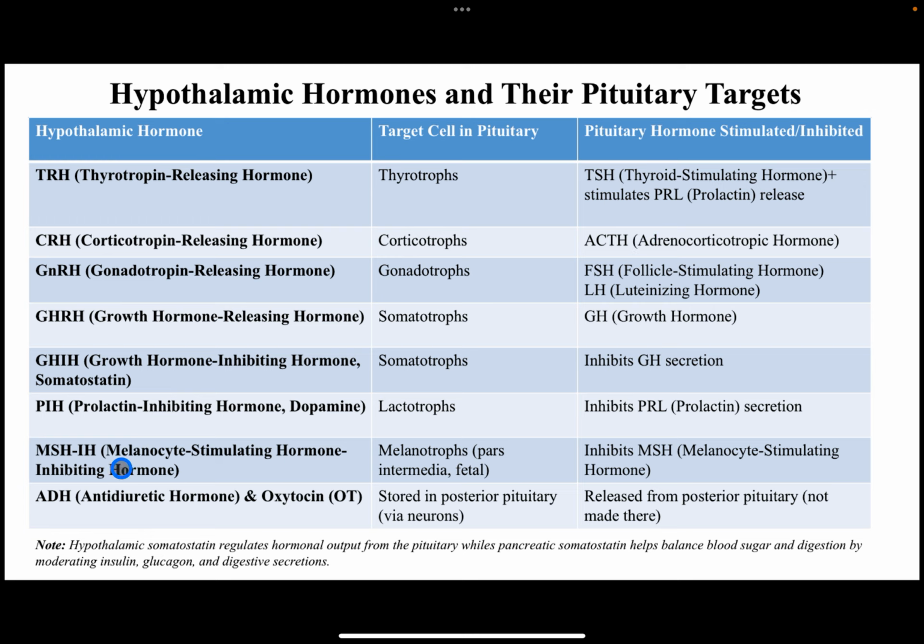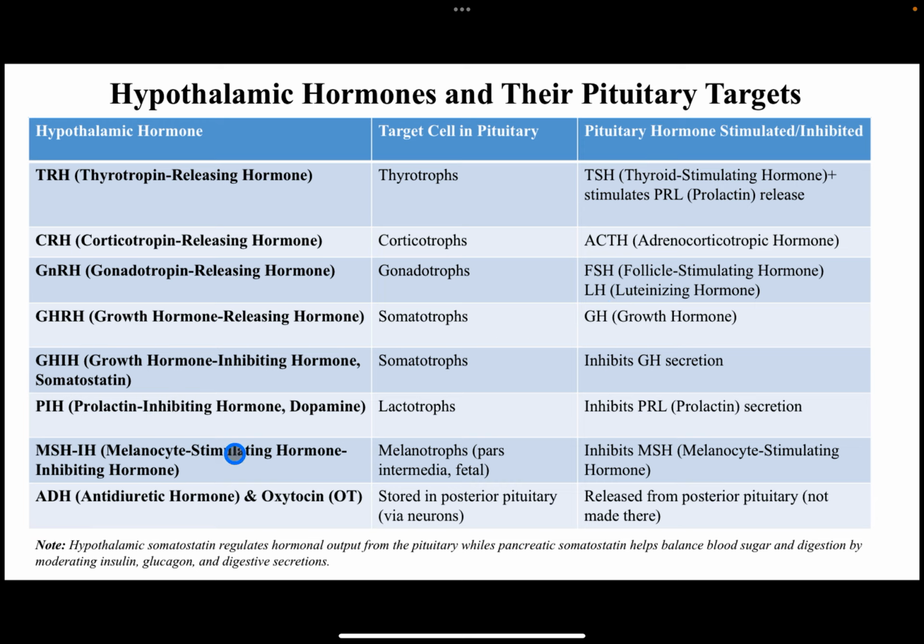Now we have the melanocyte stimulating hormone and then inhibiting hormone. So it's a stimulating hormone and an inhibiting hormone. In fact, this is the only stimulating hormone produced in the hypothalamus. Apart from this, all stimulating hormones are produced in the pituitary gland.